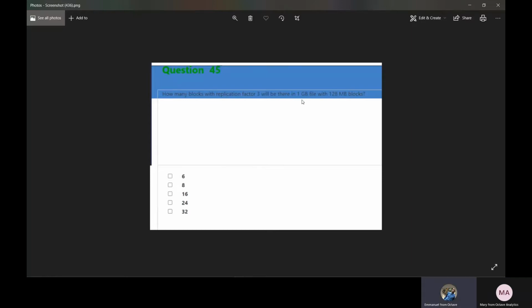So here in a 1 GB file, how many blocks will I have? I will have 1024 divided by 128. That's 8 blocks. And if I have a replication factor of 3, it means I'm going to have 8 times 3 of them, which is 24 in total. So I have 24 blocks in total. I hope that is well understood.